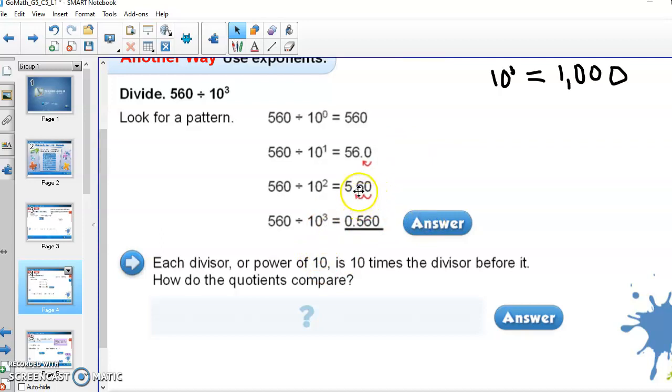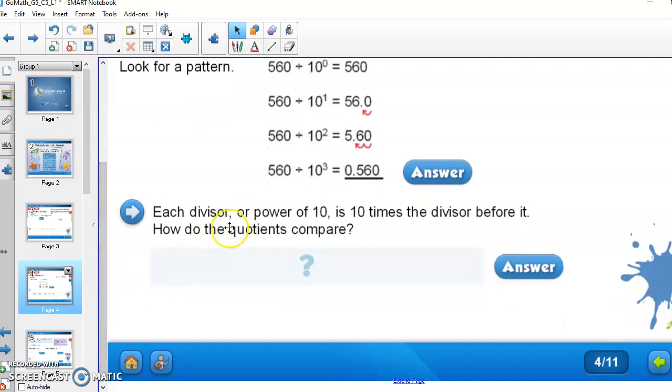So when I move it 3 times to the left, it's going to end up to the left of the 5, so 0 and 560 thousandths. Each divisor or power of 10 is 10 times the divisor before it. How do the quotients compare?